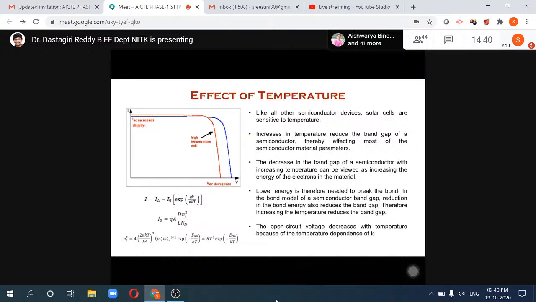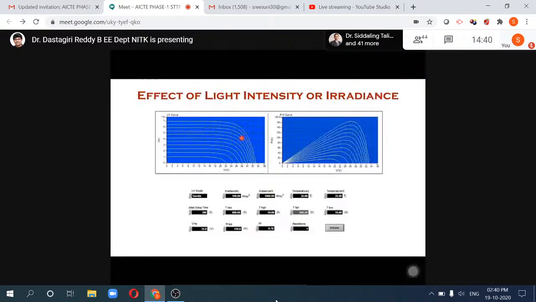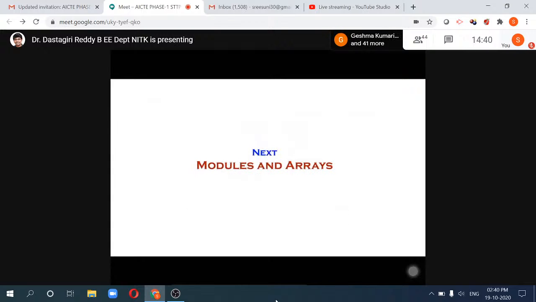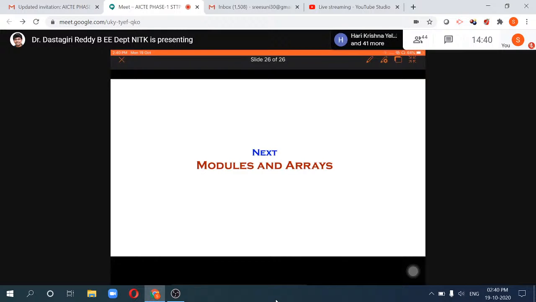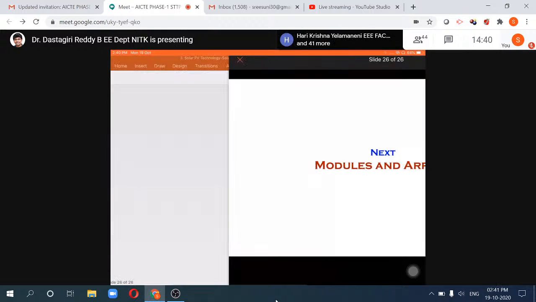We ran some simulation just to show you how this IV curve varies with respect to intensity and irradiance. For example, if the irradiance is good, then the curve will be like this. If it reduces, it is like pushing the curve down. That is what is reflected in the change of irradiation, just pushing the curve down, the diode current. Next we'll look at modules and arrays: how to make this solar cell become a module, and what the issues and challenges will be.